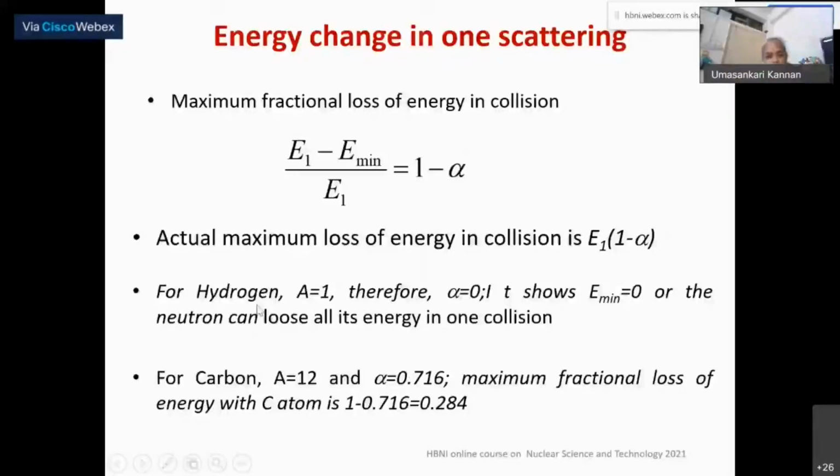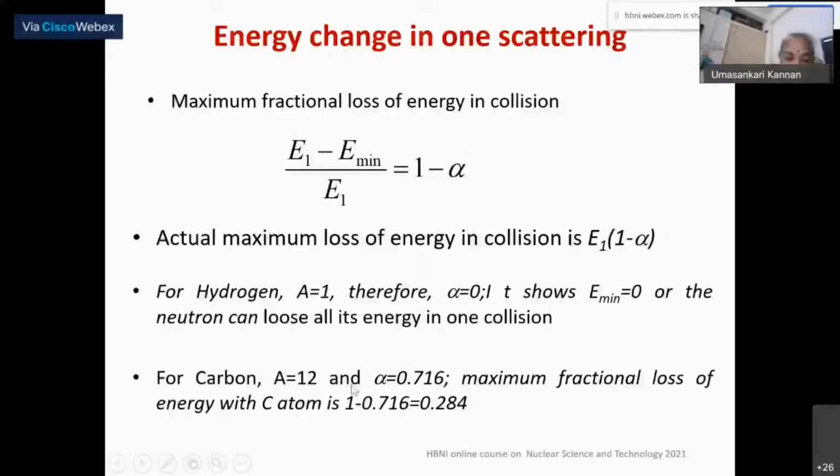Here I just want you to give some examples, because in the next slide I'll be telling you what exactly happens when neutrons are colliding with hydrogen, or with beryllium, and so on. So you can see that for hydrogen, A is equal to 1, so alpha is equal to 0. It means that a neutron can lose all of its energy in just one collision with hydrogen. That is what a low mass number nucleus does.